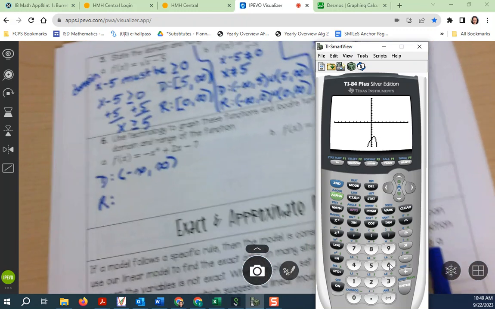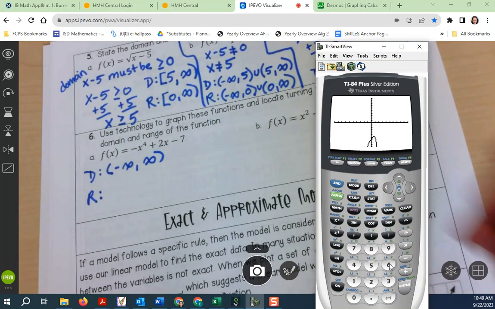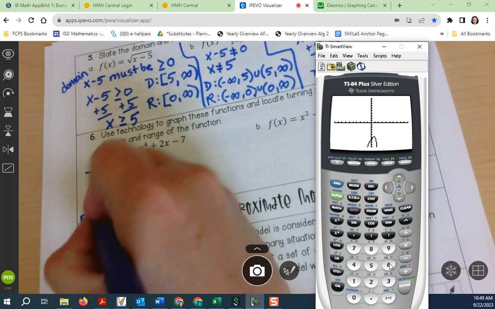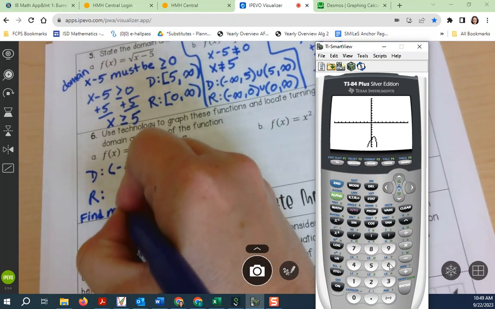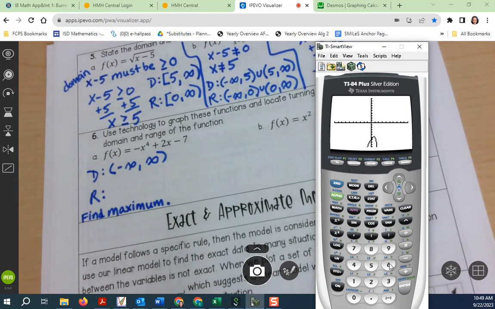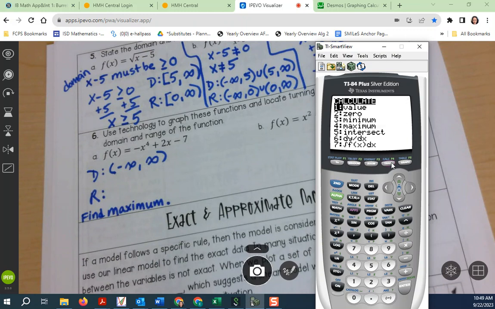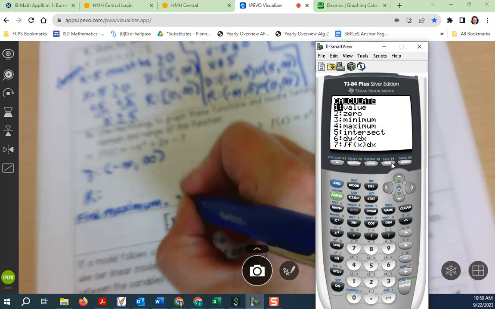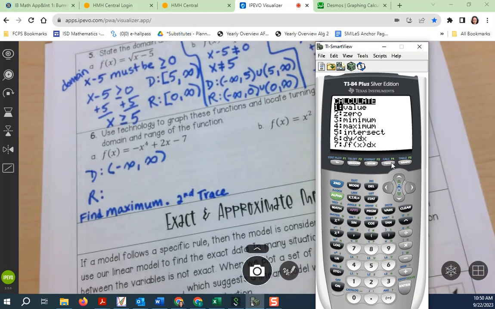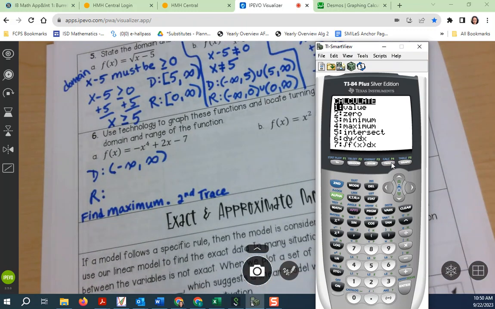Okay, for the range, we have to find the maximum. I'm going to make this note here: find the maximum. The way we do that is we do second and then trace. Second, trace. You'll see the command for maximum, that's 4.